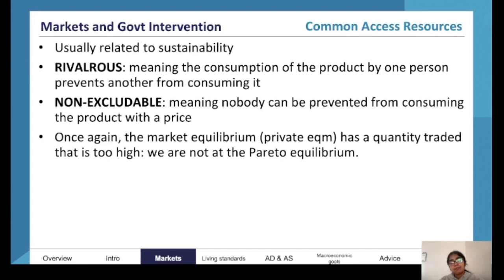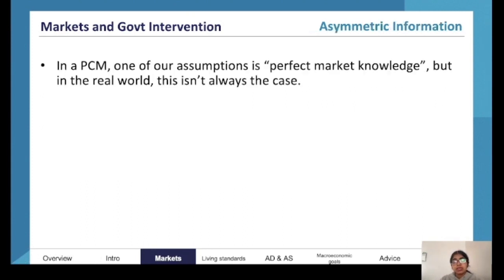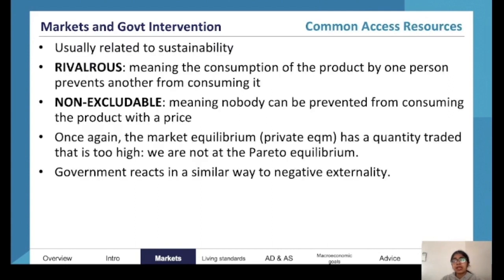So market equilibrium, the quantity traded is too high. We're not at social equilibrium because these are often overused and they're not managed very well. So an example of a common access resource is like land resource. So for example, fishing, the fish in the ocean.